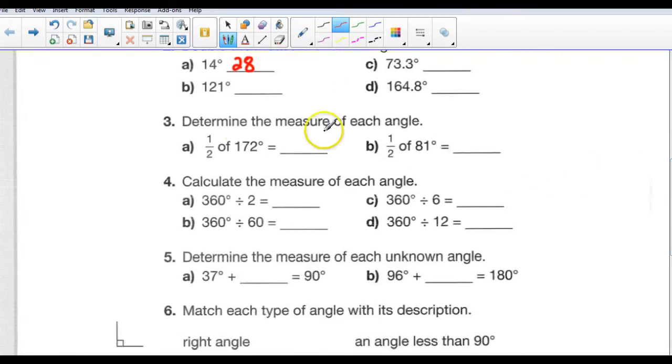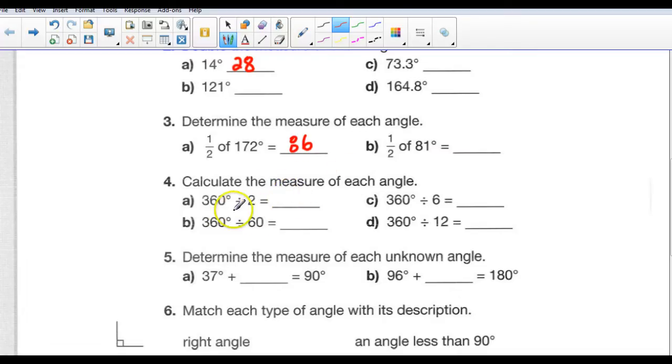Determine the measure of each angle here. Well, half of 172, basically just take this angle and divide it by 2. Okay? So you can take your calculator, take 172 divided by 2, and you get an answer of 86. Okay, so you can do the other one. That's what it means to take half of a number.